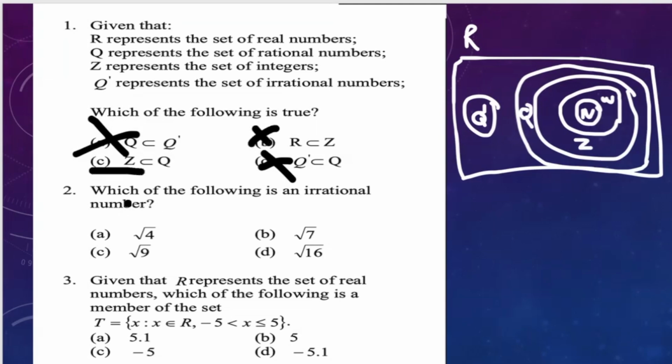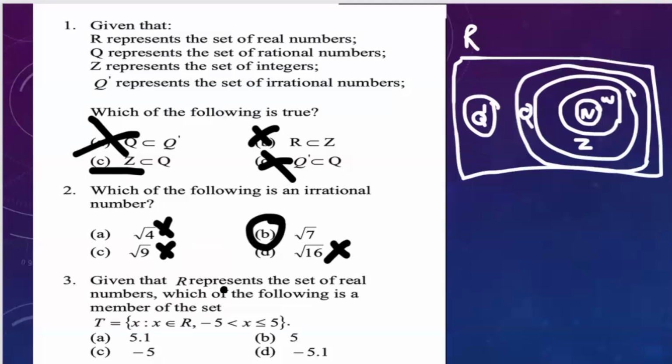The next question, which of the following is an irrational number? Irrational numbers are numbers that cannot be expressed as a fraction. We know that square root of 4 is 2, so it can't be this. Square root of 9 is 3, so it cannot be this. Square root of 16 is 4, so that means it's B.